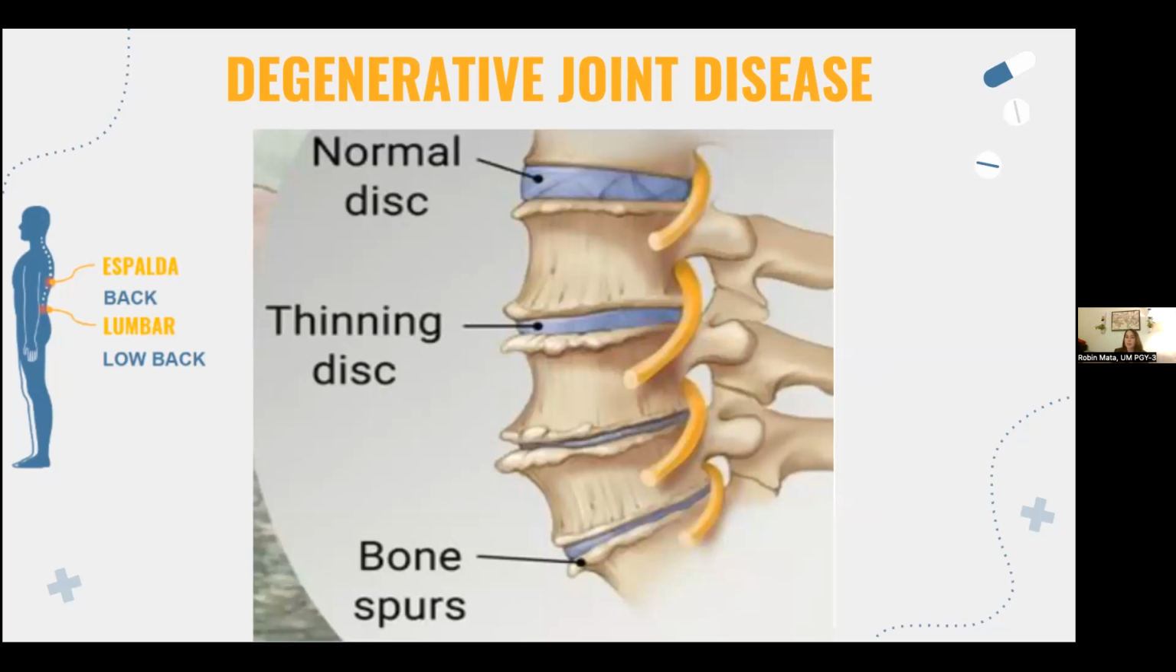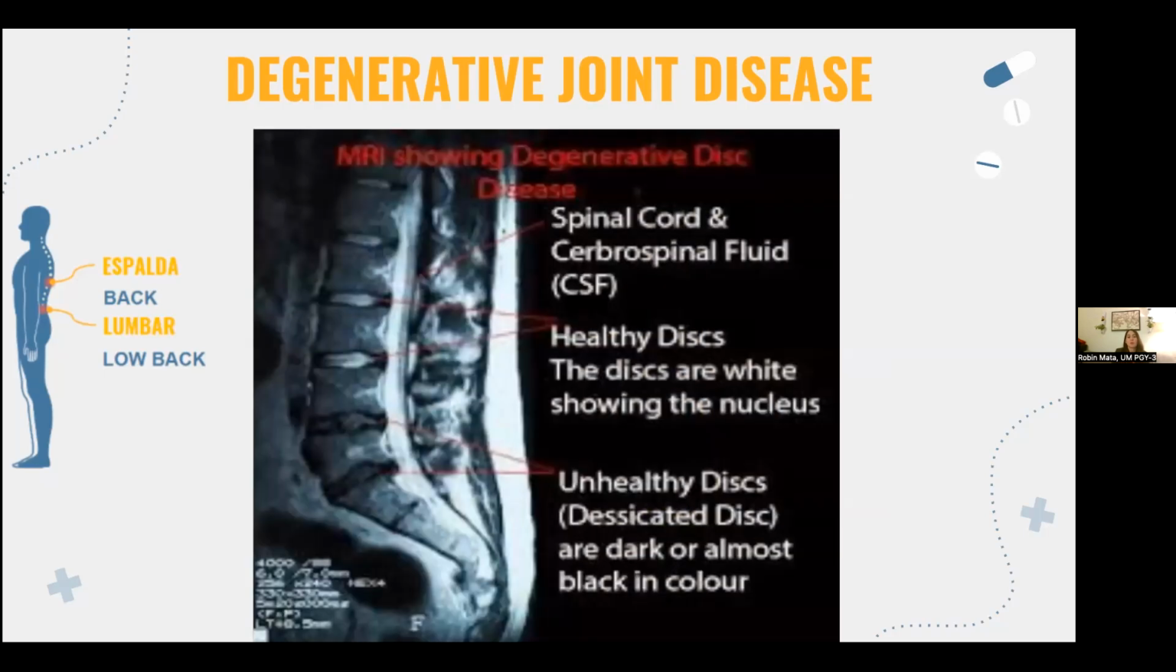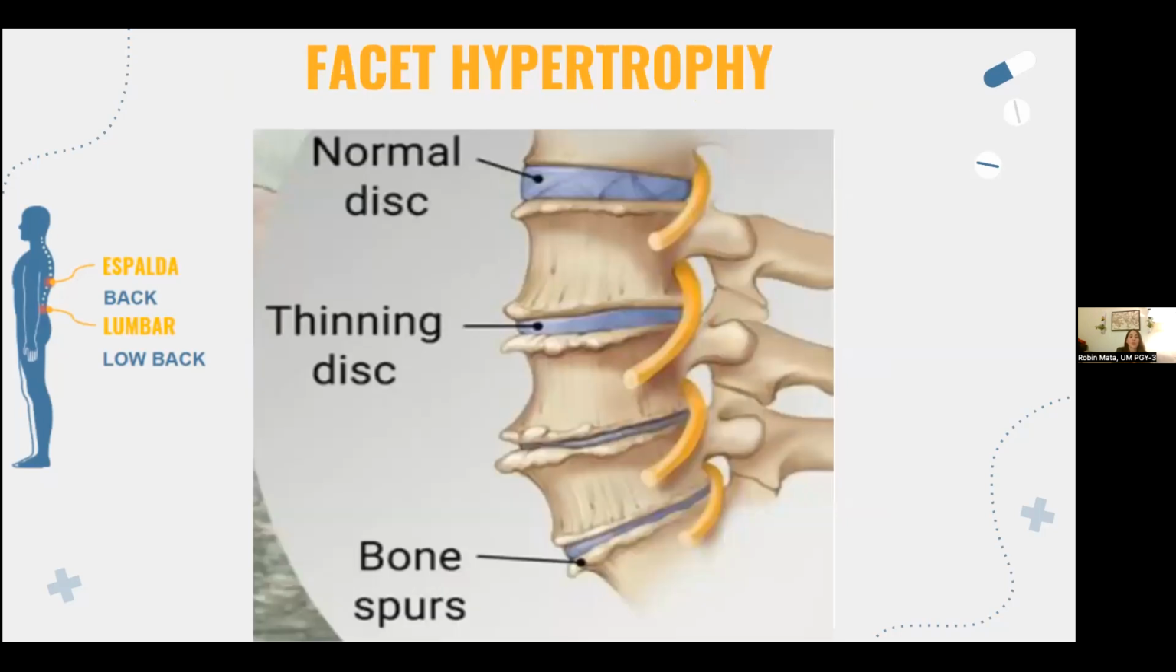Wolff's Law: anytime you put pressure on a bone, you're going to cause it to grow. And that's how you get those bone spurs. Further proof, as if you needed it, although we don't need an MRI to diagnose degenerative joint disease in the spine. Here you see those unhealthy discs. They're pretty dark in color. They're desiccated. They're losing that water.